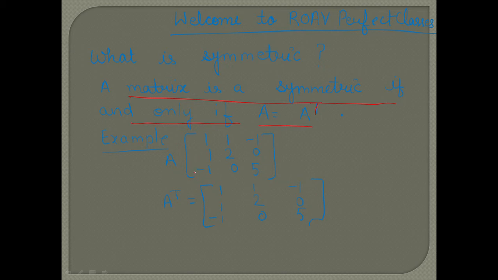For example, A is equal to 1, 1, minus 1, 1, 2, 0, minus 1, 0, 5. After the transpose of A matrix, we get 1, 1, minus 1, 1, 2, 0, minus 1, 0, 5, which means the values of both matrices, before the transpose or after the transpose, are the same. That is called symmetric.